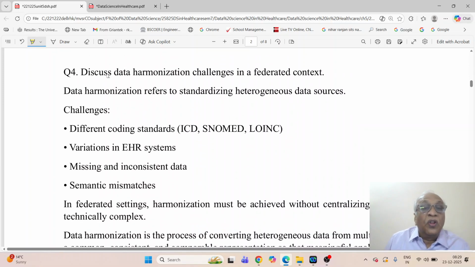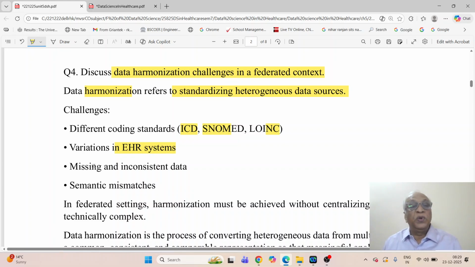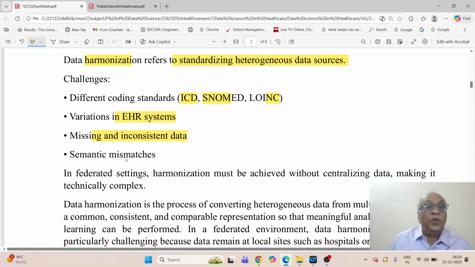Now, the next question in this context related to federated learning is: discuss the data harmonization challenges in a federated context. So, we know what is data harmonization. What is it? Standardizing heterogeneous data sources. What may be the challenges? You have different coding standards like ICD, SNOMED, LOINC. So you have variations in EHR systems. You may be having missing and inconsistent data. You may be having semantic mismatches.